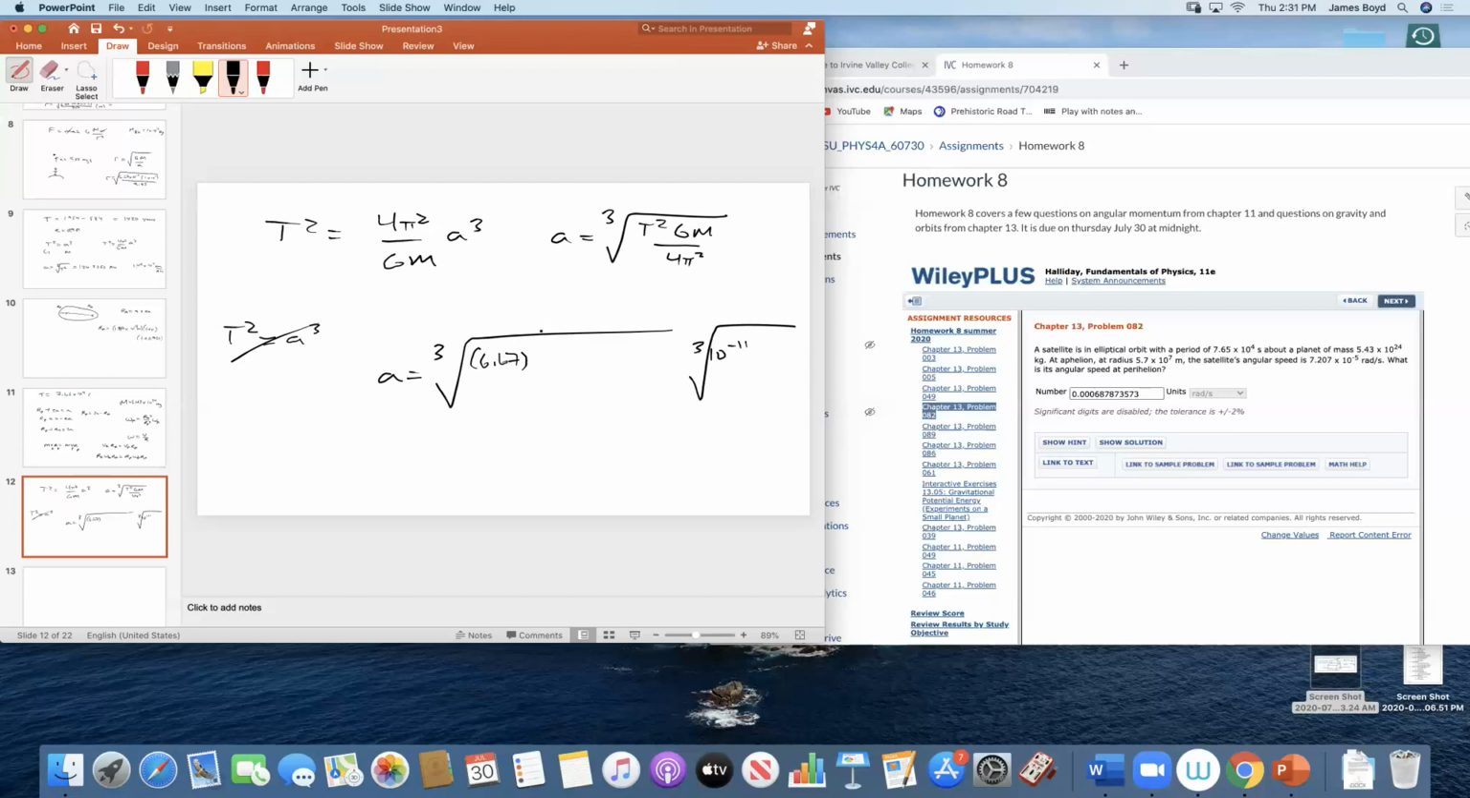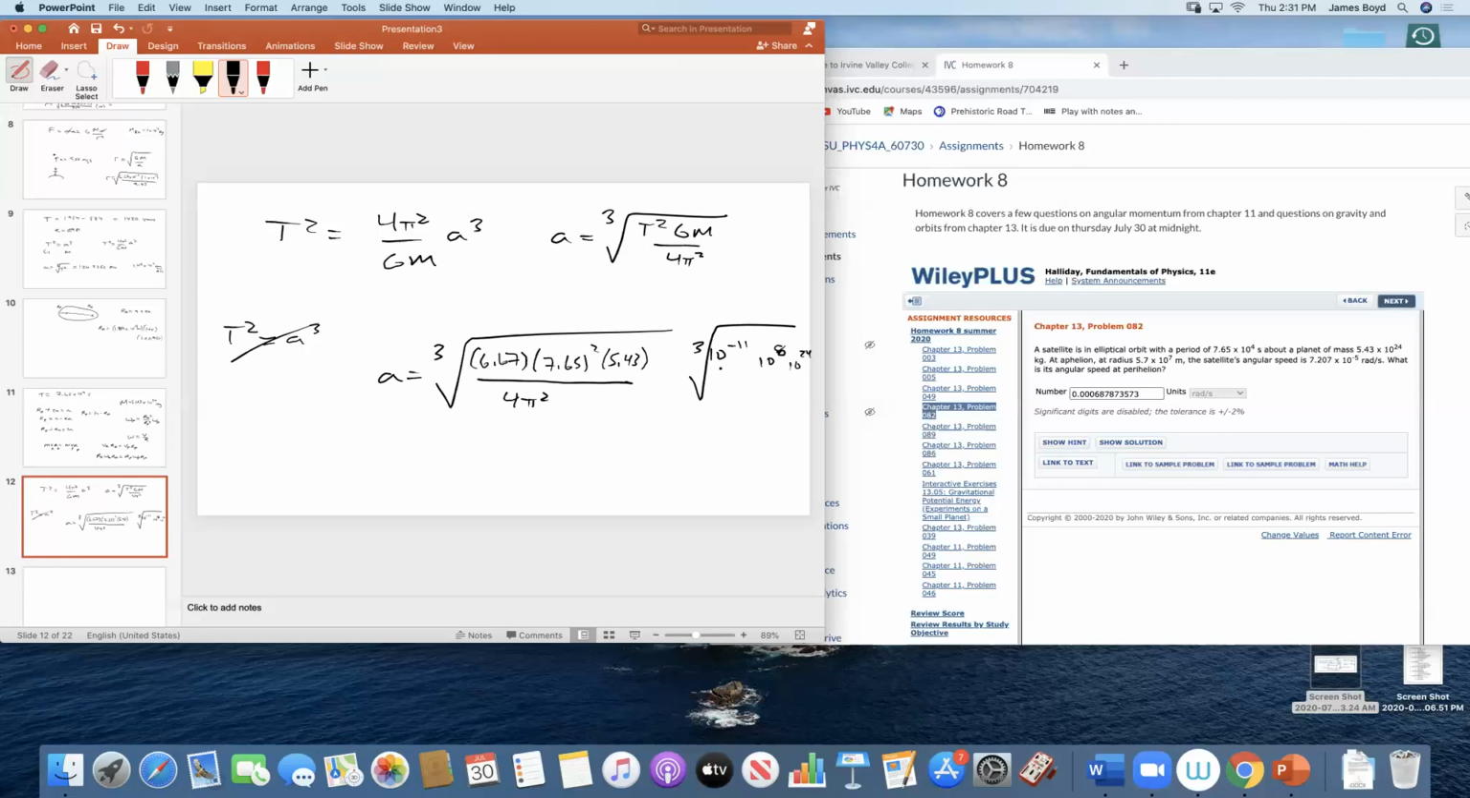T squared is 7.65 squared times 10 to the fourth squared, and that's 10 to the eighth. When you square a power, you just add the power twice, add 2 times the power. M was 5.43, and this is 10 to the 24 times 10 to the 24, all over 4 pi.